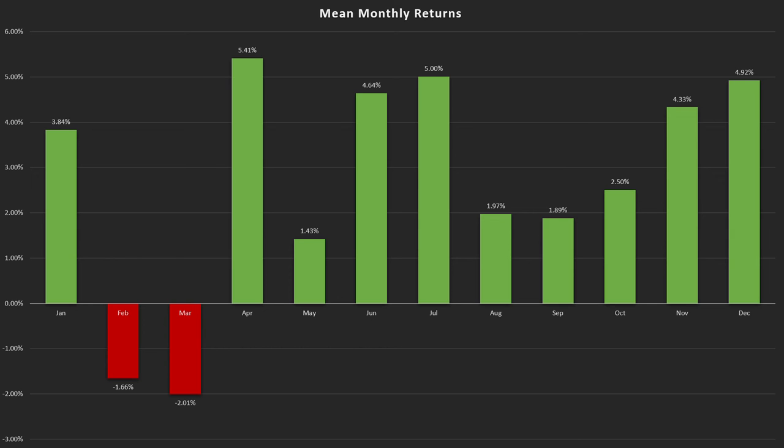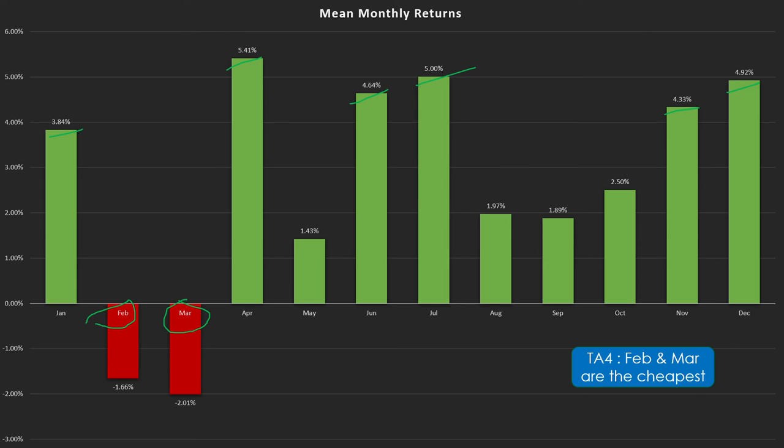Let's move on to the next graph, which is the mean monthly returns graph. The first look itself is quite clear in this graph that there are 2 months, February and March. In February and March, over the last 10 years, this sector has given negative returns, the average of the last 10 years returns. Rest 10 months, it's okay. It has given good returns like in April 5.41%, in June 4.64%, in July 5%, January 3.84%, November and December are good with 4.4, 4.33 and 4.92%.